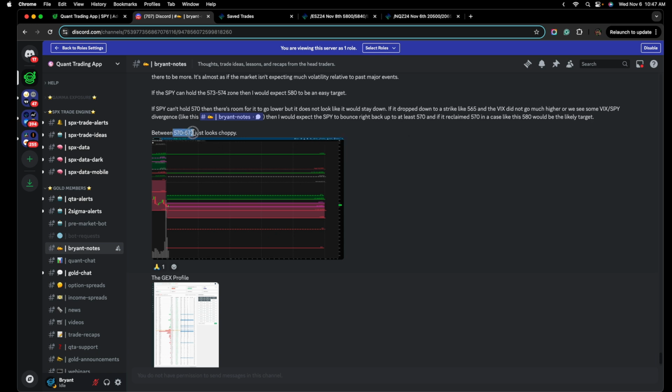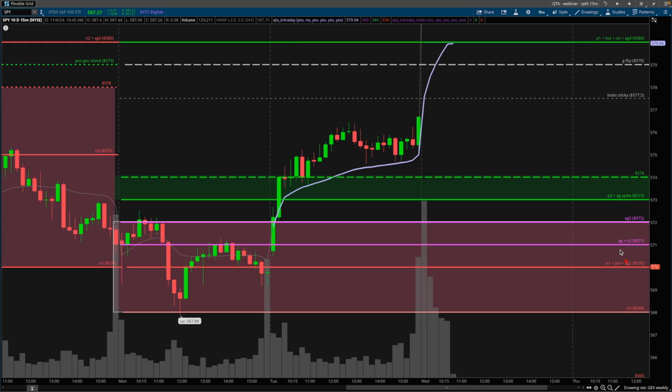Between 570 and 573, it just looks choppy. So 570 to 573 is choppy. This is all a pretty choppy zone here. It's not really clear on the direction.